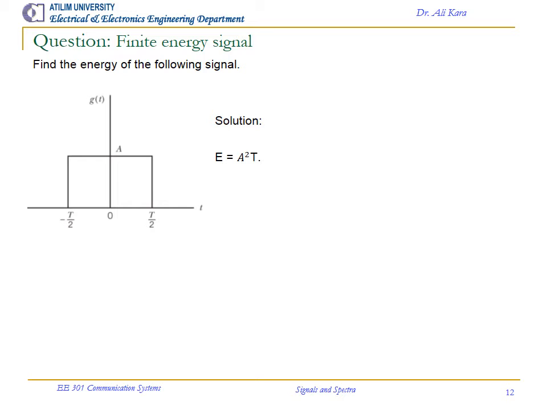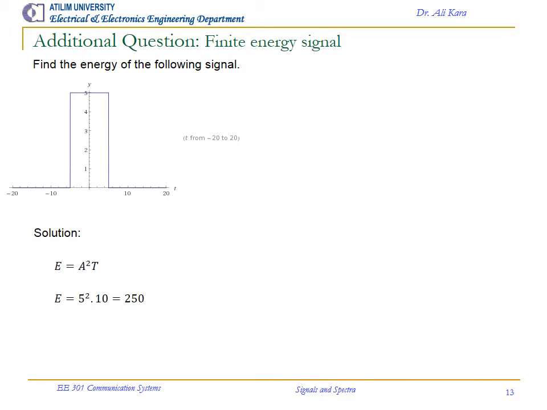Its energy is A squared times capital T. Question. Finite energy signal. Find the energy of the following signal. The following is a rectangular pulse. Its energy is A squared times capital T.